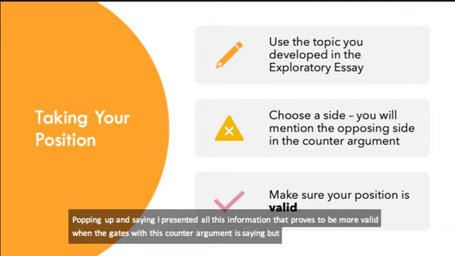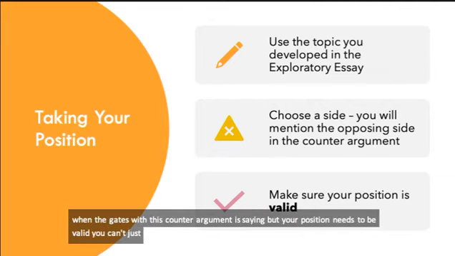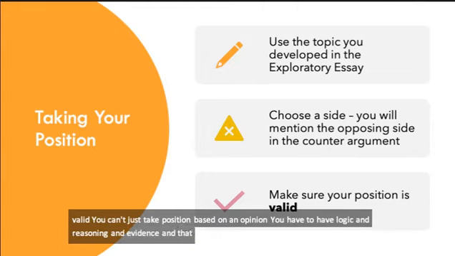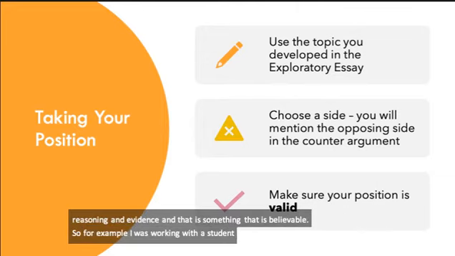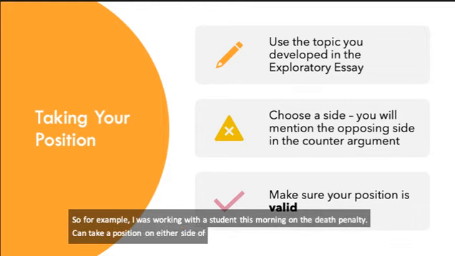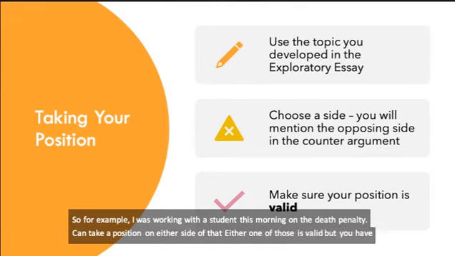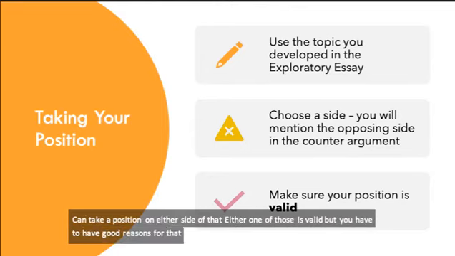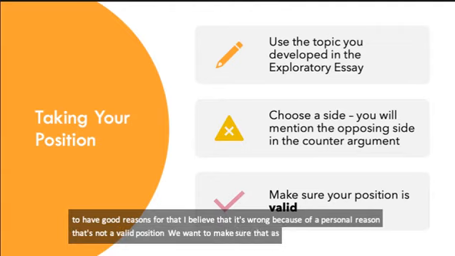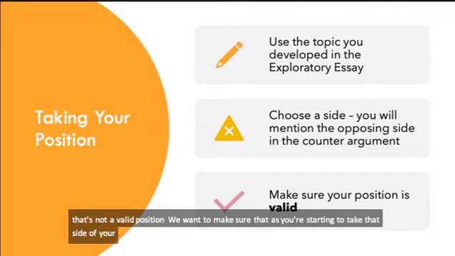But your position needs to be valid. You can't just take a position based on an opinion. You have to have logic and reasoning and evidence, and it has to be something that is believable. So, for example, I was working with a student this morning on the death penalty. You can take a position on either side of that. Either one of those is valid, but you have to have good reasons for that. I believe that it's wrong because of a personal reason. That's not a valid position. So you want to make sure that as you're starting to take that side of your paper from your exploratory essay, turning it into argument, that the side you're taking is valid.